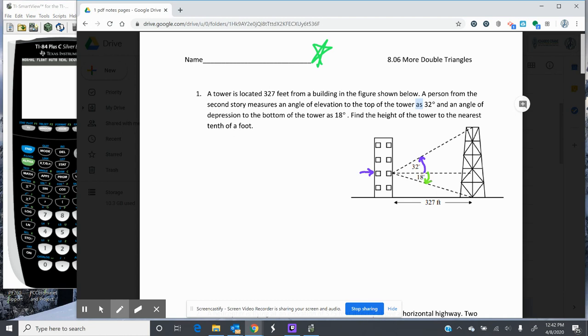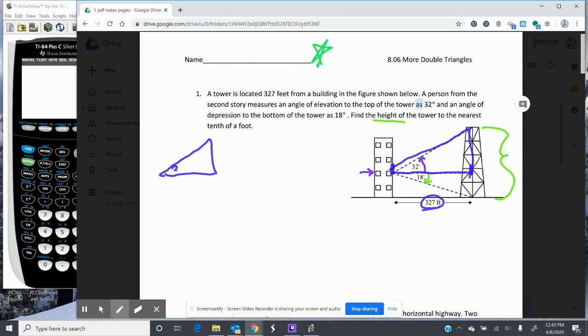And these calculations happen all the time. So the final answer we're looking for here is the entire height of the tower. But how we're going to do this question is I'm going to break it up into two right triangles. So if I go over and up, I have one right triangle with that angle of 32 degrees, and I know how far the building is from the tower is 327. I'm going to redraw that right triangle.